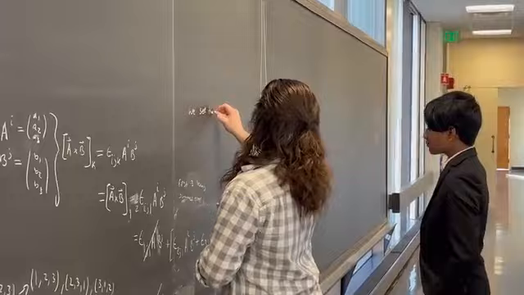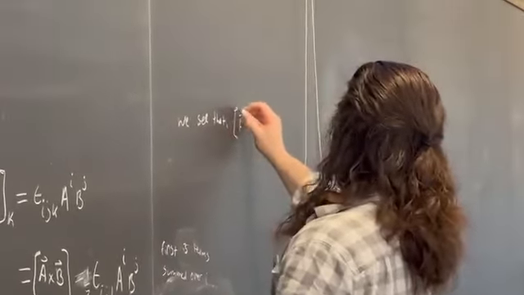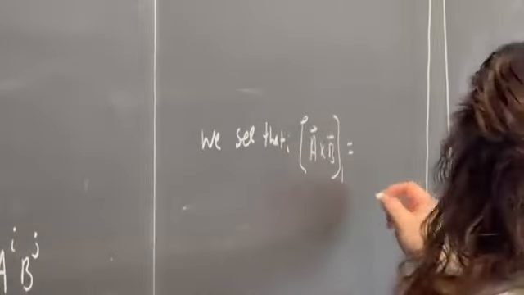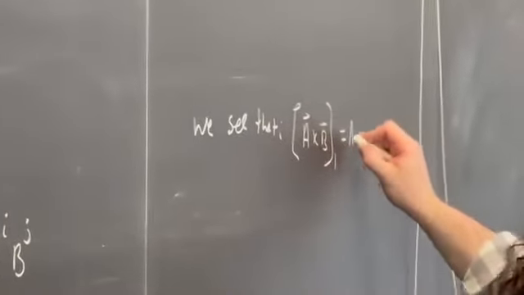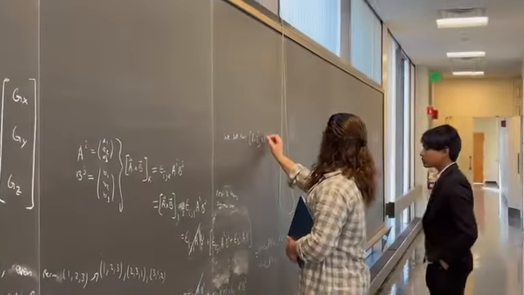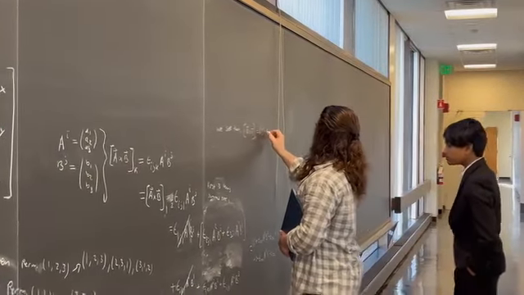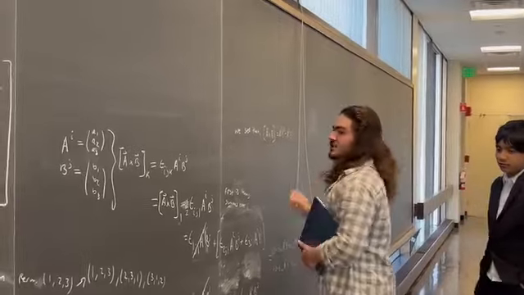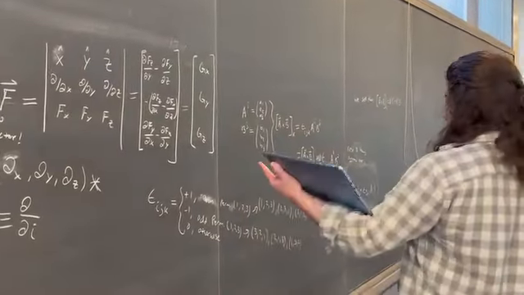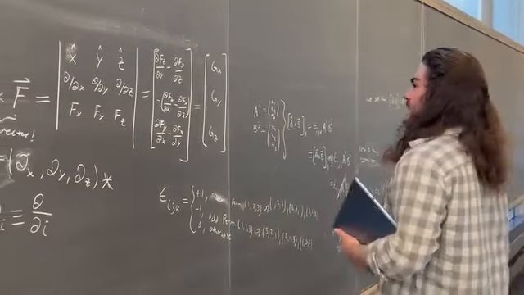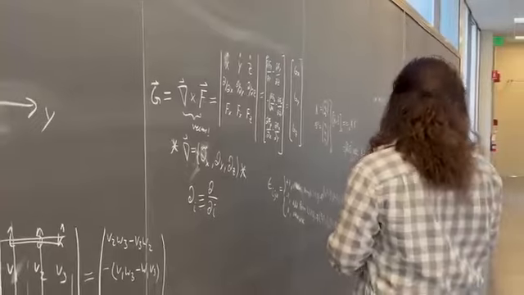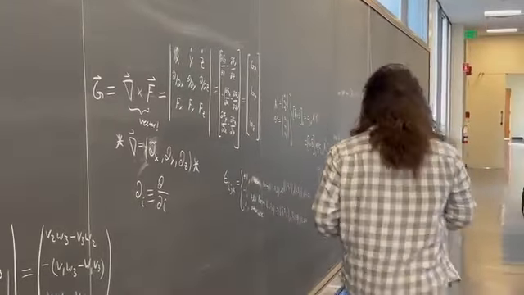We see that A cross B 1 is equal to A2 B3 minus A3 B2, just as we predicted with the cross product and sort of alluded to with the curl, that the actual components that are corresponding to a single direction are permutated.